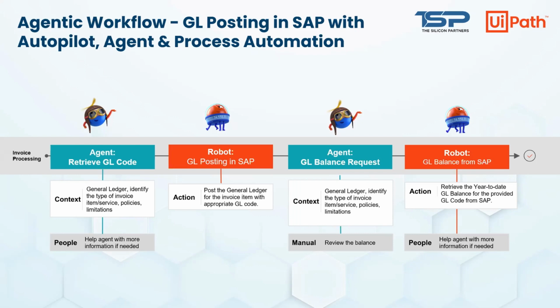And then we'll continue with, okay, if the business user wants to understand what the balance looks like under this particular GL code, then I can request the same thing, and the agent will request that GL code for which it needs the balance report. And then the robot will go to the SAP, extract the report, and pass it back to the agent. So that's the overall process, which we'll be seeing quickly in a demo.